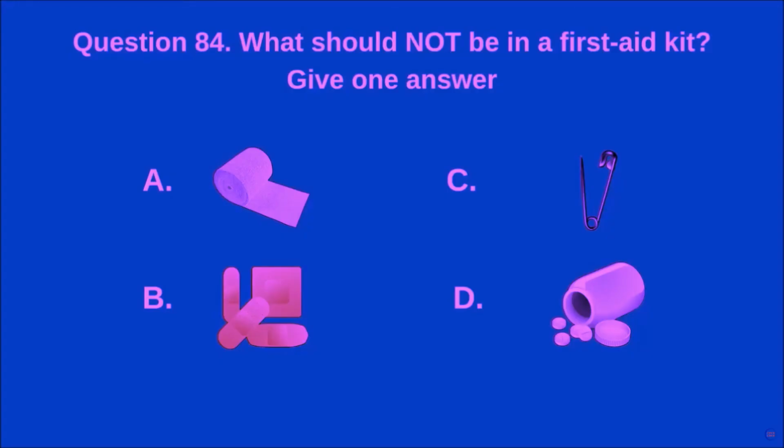Question 84. What should not be in a first aid kit? Give 1 answer. A. B. C. D. Correct answer is D.